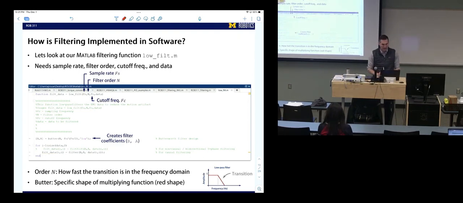What does the order do? Yeah. Order has a steeper cutoff. Steeper cutoff. That's right. How steep is that? Does that make sense? If it's higher order, it will be steeper, which means frequencies that are past but close to the cutoff frequency will get attenuated faster.